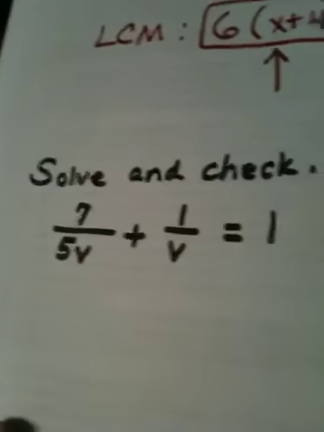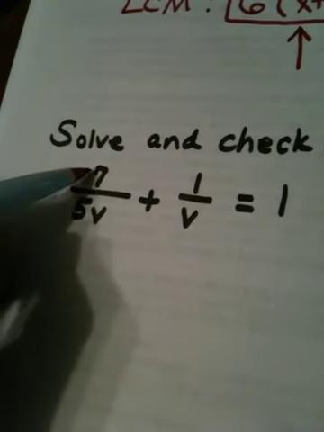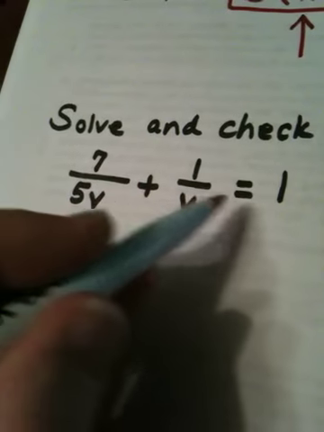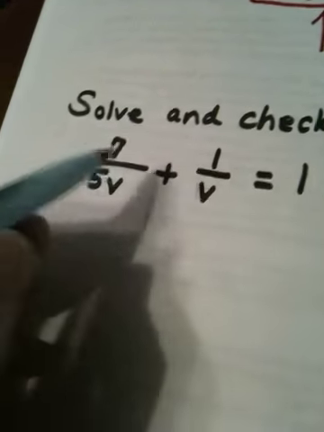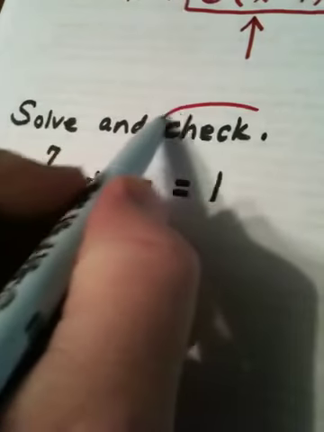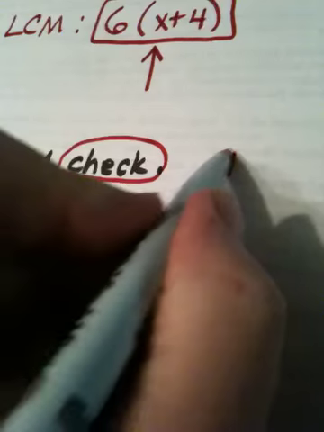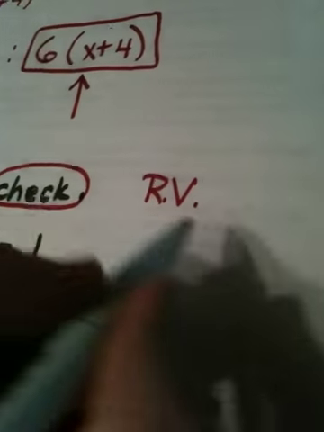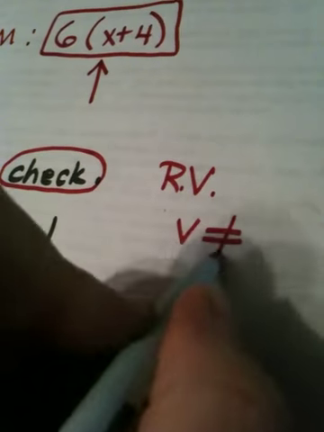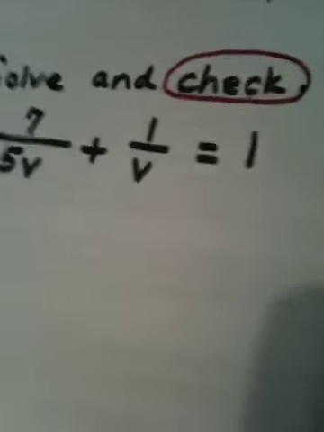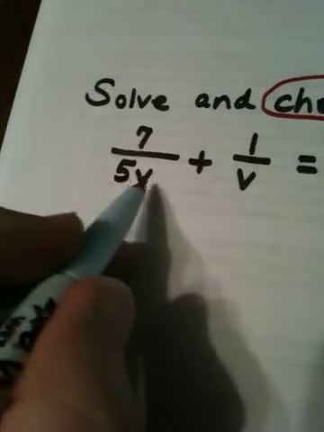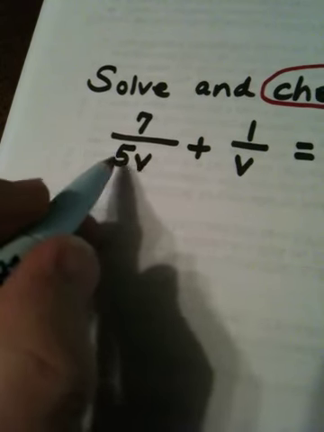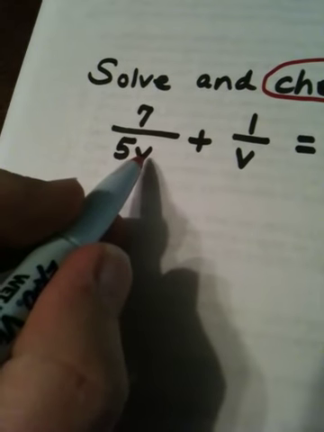Okay, solve and check. My equation is 7 over 5v plus 1 over v equals 1. The way I tell my students to check is to start off by stating what I call RVs. My term RV stands for restricted value, and that would be what v cannot equal. What would make this denominator 0? In other words, what would I have to plug in for v so that 5 times v would become 0? Well, the answer is 0.